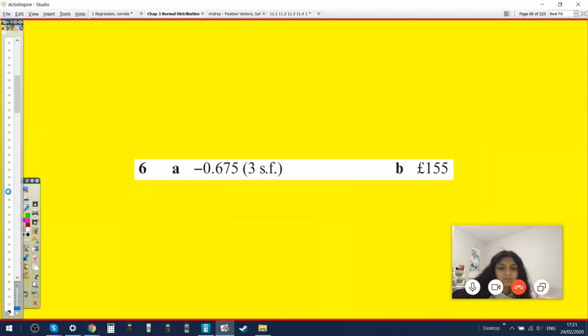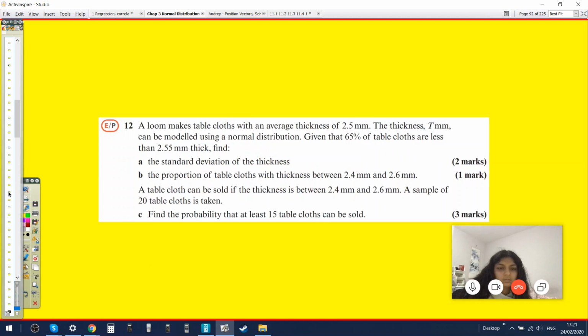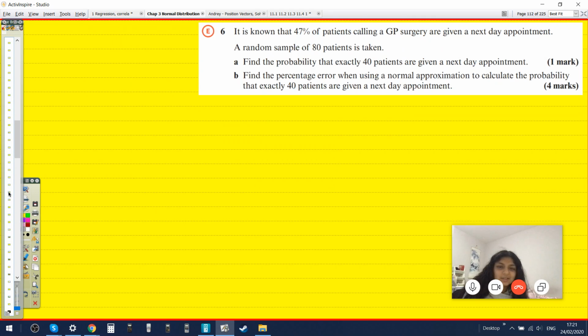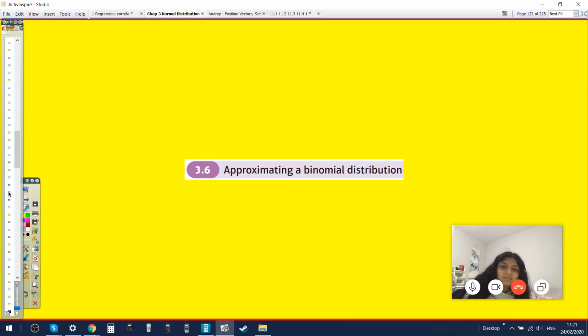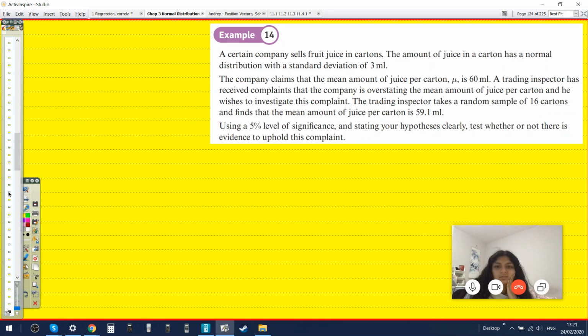Standard normal, mu and sigma. So then you have binomial approximation. Yeah, I know how to do that. It's just the formulas. And hypothesis testing with the normal distribution. So this is the sample mean, and so it's just over n. Okay, any idea about this one?